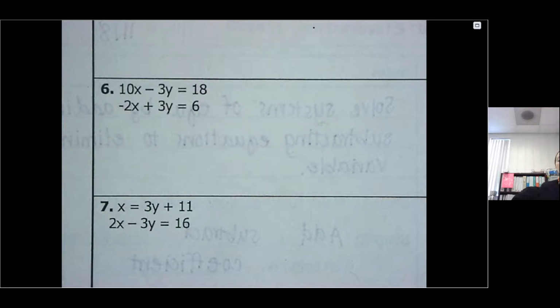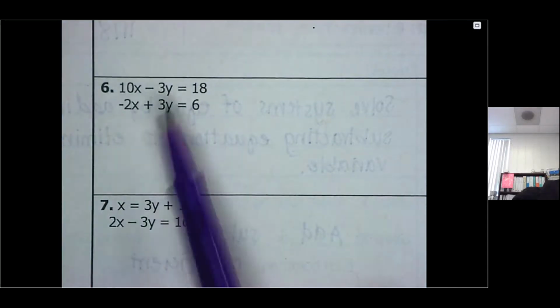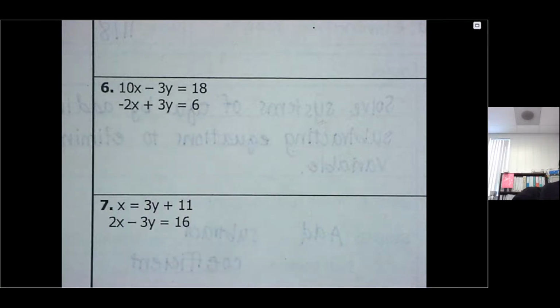Okay. All right, back to number 6. So we've got all of our stuff lined up. Which one do I want to get rid of, the x's or the y's? The y's. These have the same number in front of the y, so always go for the one that has the same numbers. That one will tell you which one to get rid of.